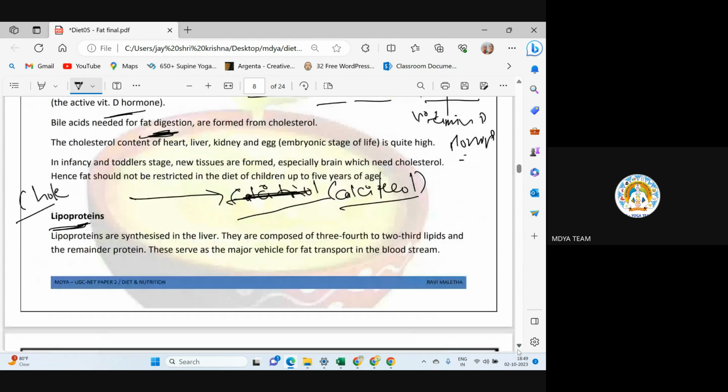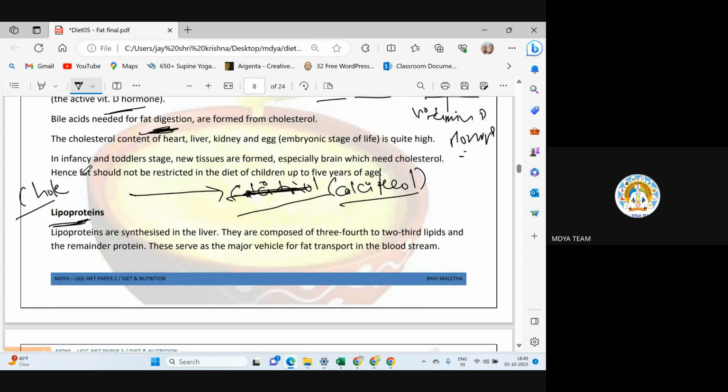Okay, one more thing. In infant stage and in toddler stage, new tissues are formed, especially brain. So for formation of new tissues, cholesterol is also needed. So it is written in our Ayurveda and in our different texts like Ashtanga Hridayam and all. Fat is very much important for growing children.